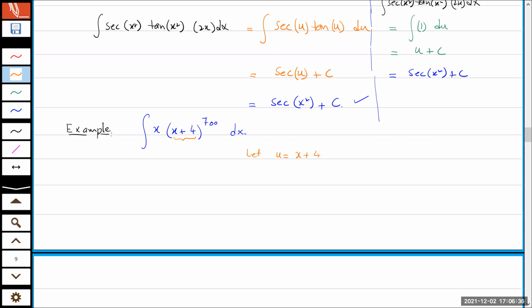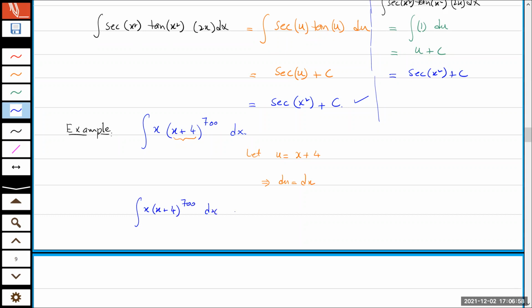Okay. Now du equals dx. Great, thank you. Because the derivative of x plus 4 is 1. But then what happens to the integral? When I rewrite this, it's x plus 4 to the 700 dx.